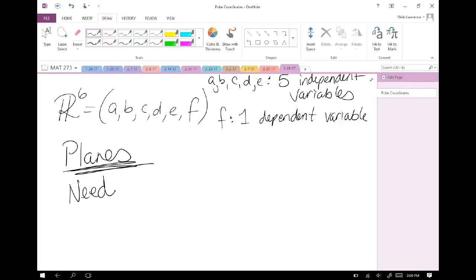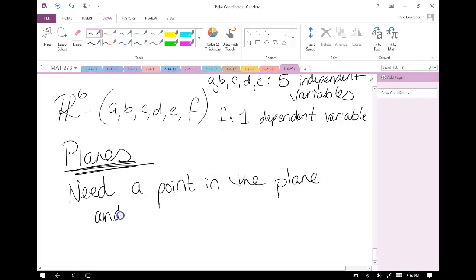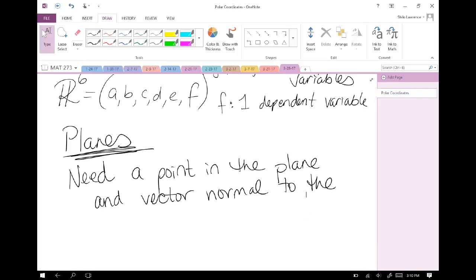So you need a point P and a vector normal to the line. Yes, we need to know at least one point that's on the plane. And a vector that's normal to the plane. Which is also perpendicular. Yes. And orthogonal. Any of those 3.